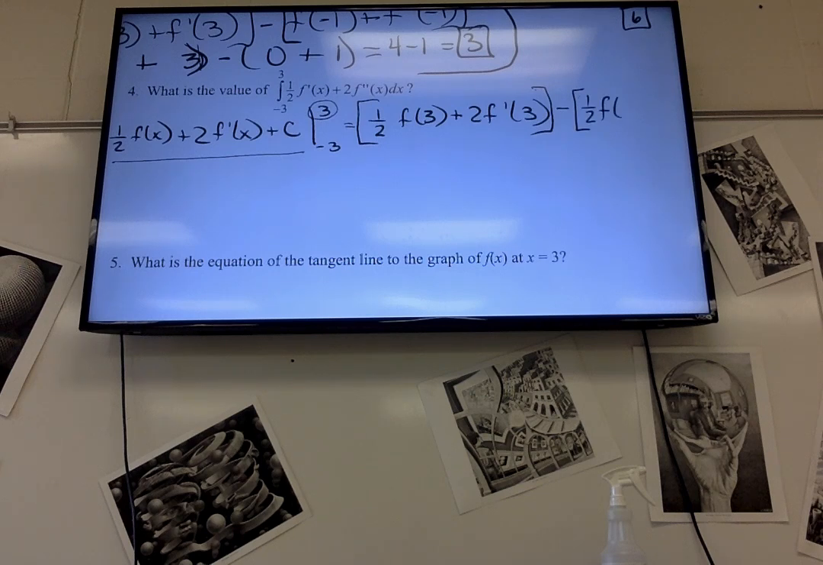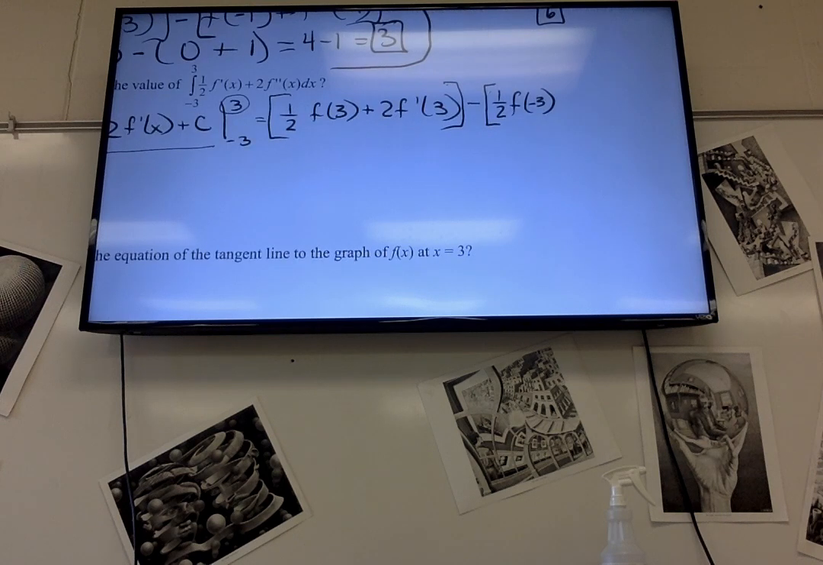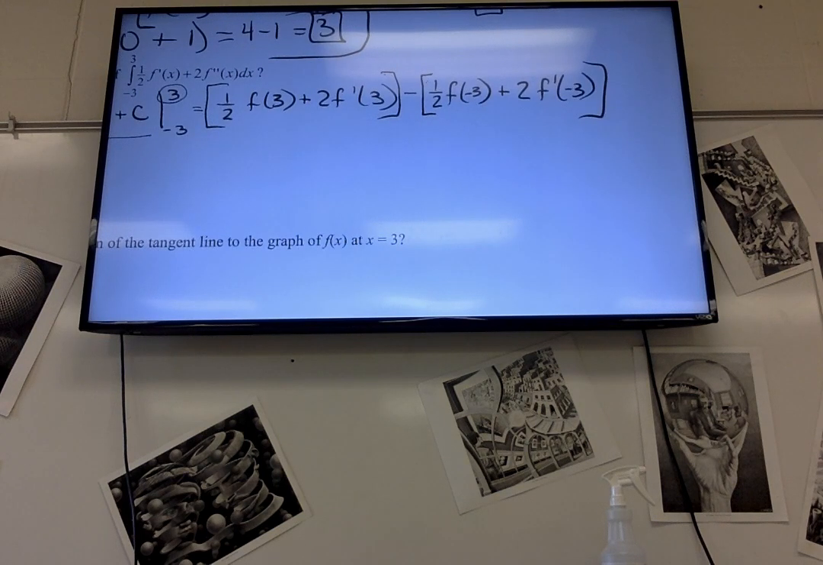1/2 times f of -3. Plus 2 times f prime of -3. There we go. Can I see it? Do you see it now? F of b minus f of a? Yeah, but I thought I did that. And I didn't do it that way. Can I see it? Yeah. Thank you. F of 3, if I look at my little chart up here, f of 3 is 1. F prime of 3 is 3.